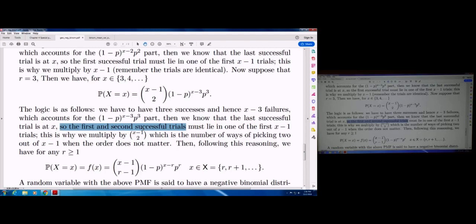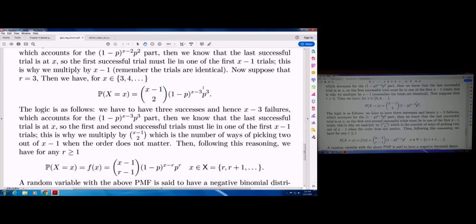And there's only one way you can get the final trial as being a success. So again, this is coming from the fact that you've got to have x minus 3 failures and 3 successes, and that you've got identical trials, and that the first two successes must come in those first x minus 1 trials, and the probability of each of those is identical. So this is now looking kind of like a nice formula.